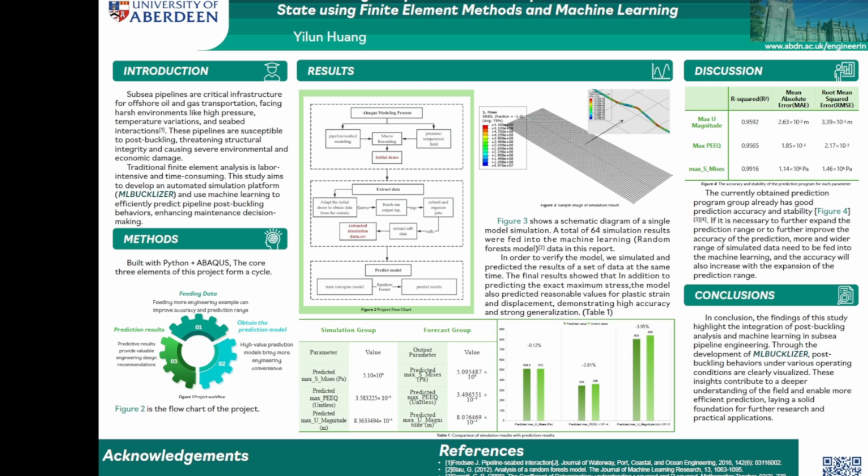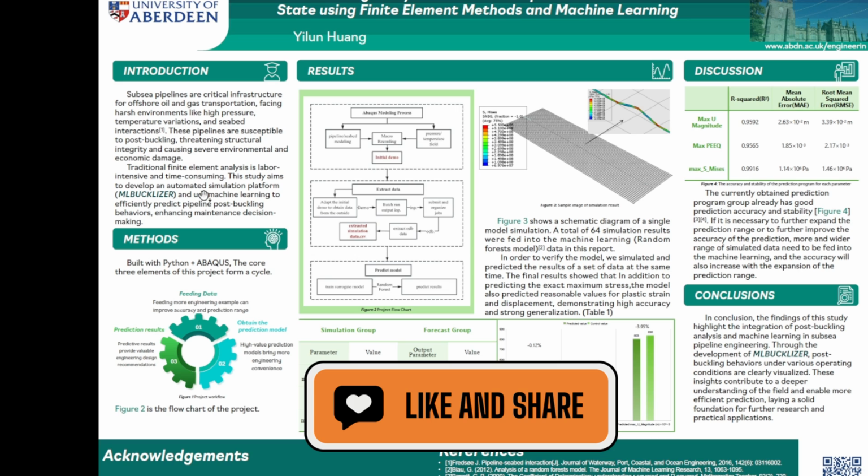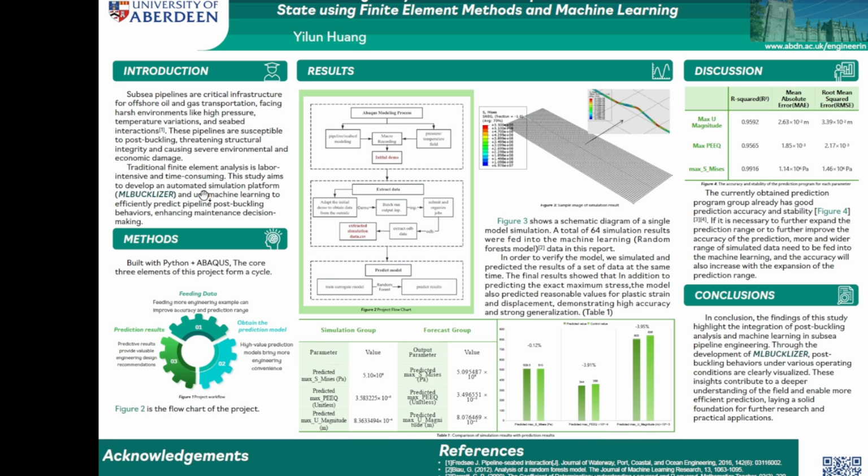The solution to this problem is we developed an automated platform called MLBUCKLIZER. This integrates three modules. Number one is parametric FEA modeling in Abaqus. So this simulates pipeline post-buckling automatically. User just has to provide the pipeline operating parameters and geometric features.